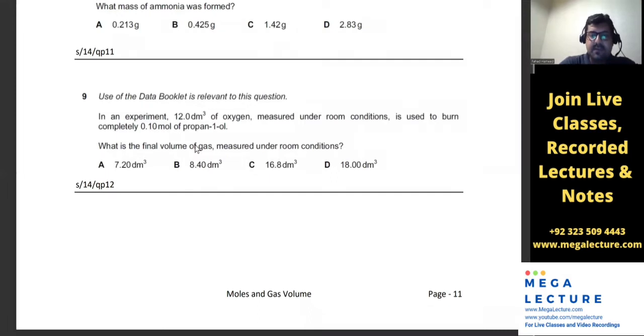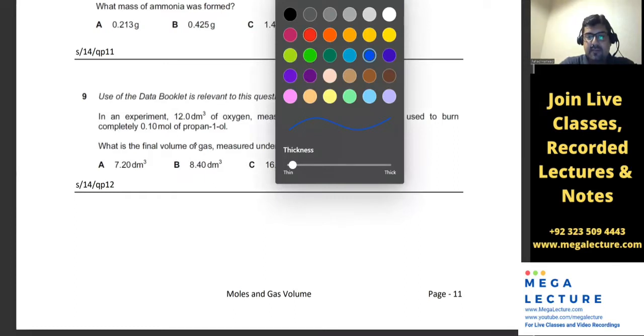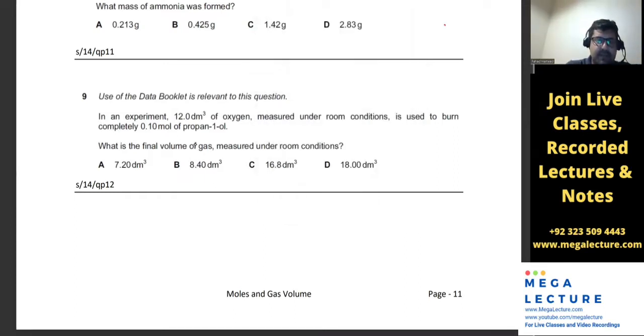It's propan-1-ol. If you're looking for an equation, you can just Google the equation. It's propan-1-ol, that's C3H7OH, plus oxygen as the reactant, to form CO2 and H2O. So you get 3 carbon dioxides, 4 water molecules, and I guess there's 6 plus 4, that's 4.5 O2s, right? That's the equation.